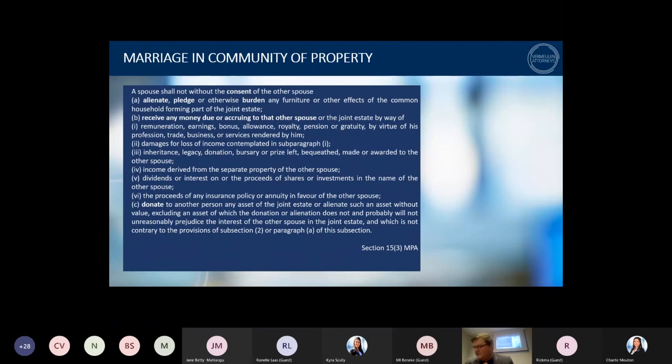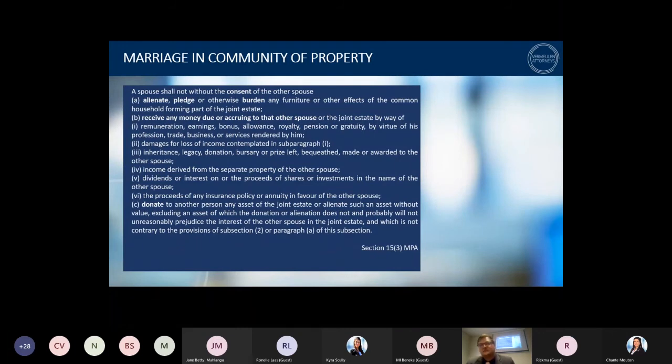You cannot receive any money due or accruing to your spouse in terms of remuneration, earnings, bonus, allowance, royalty, pension, gratuity by virtue of their profession, trade, business, or services rendered. You cannot receive any damages for loss of income on behalf of your spouse. You cannot receive any money due or accruing to another spouse in terms of inheritance, legacy, donation, bursary, or prize left, bequeathed, made, or awarded to the other spouse, or income derived from the separate property of another spouse.